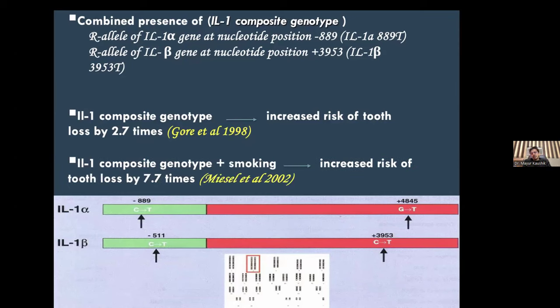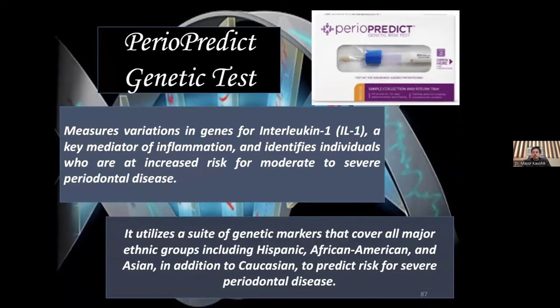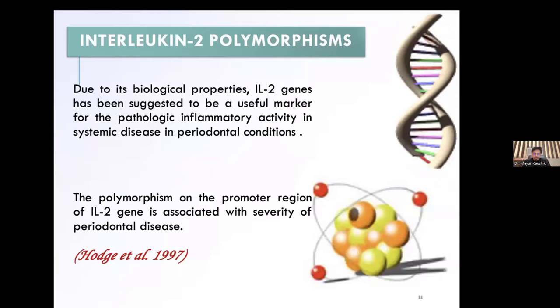Couple it up with an environmental risk factor, that is, in addition to plaque and calculus, you have smoking also. The risk increases to 7.7 times. This is by Meisel et al. So in your answer, even if you write about interleukin 1 alpha in detail and TNF beta also, that is more than sufficient. So this is one thing. We have the PerioPredict test, which can detect chairside the genetic makeup of an individual.